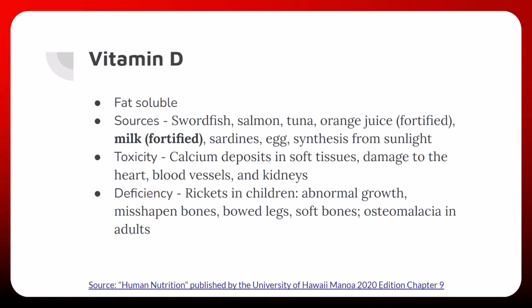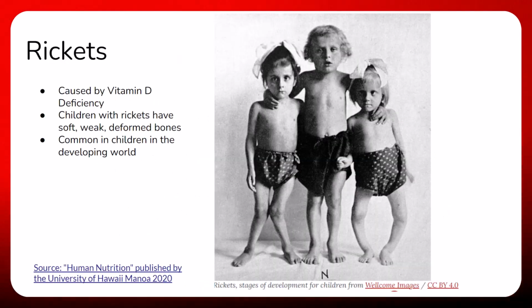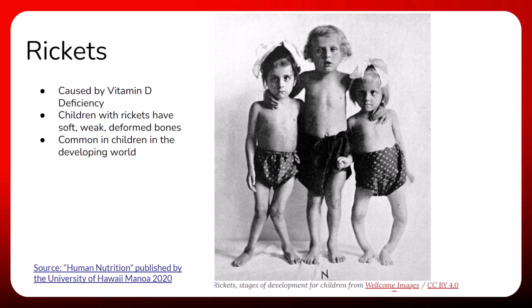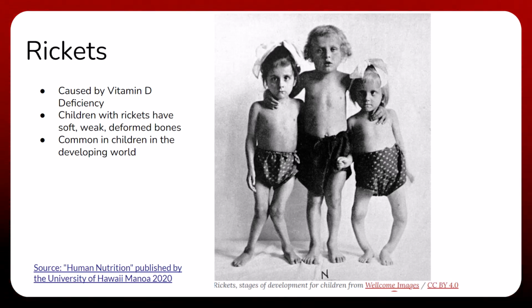Toxicity can cause calcium deposits in soft tissues, damage to the heart, blood vessels, and kidneys. Deficiency can cause rickets in children, abnormal growth, misshapen bones, bowed legs, soft bones, and osteomalacia in adults. So here we have a picture of children with rickets. This is caused by vitamin D deficiency. And children with rickets have soft, weak, deformed bones. It's common in children in the developed world. And we've mostly eliminated rickets, but it still happens.